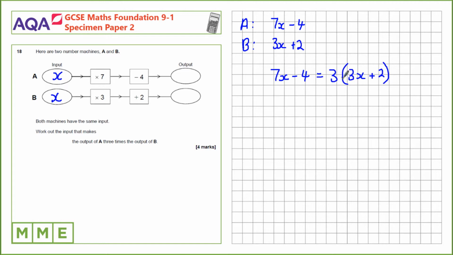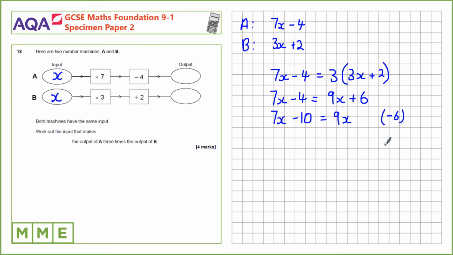Now we need to solve to find the value of x. First, let's expand the right-hand side. 3 times 3x is 9x. 3 times positive 2 is positive 6. Now let's sort out the constants on each side of the equation. Since I notice that we have fewer x's on this side than this side, let's move the constants onto this side. So, let's take away 6. We get 7x minus 10 on this side, minus 4 minus 6 is 9x.